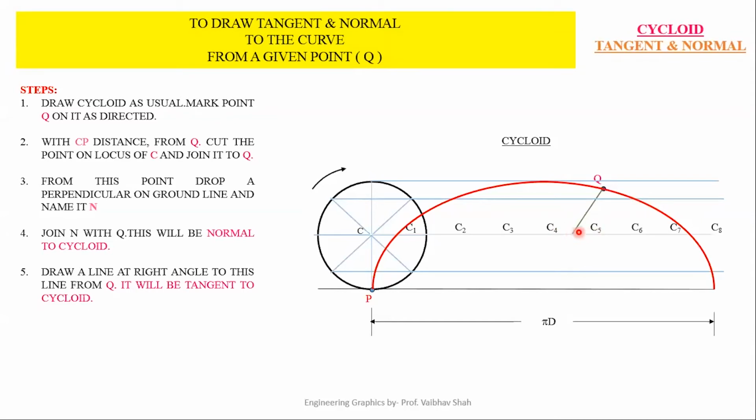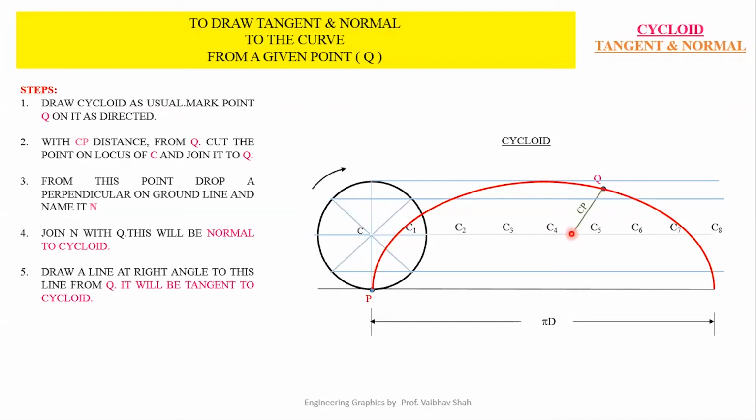So always remember, if you have selected points between P4 and P5 on your curve, then it is compulsory to cut the points of your center points C4 and C5 like this. So we have cut these points by your CP radius.